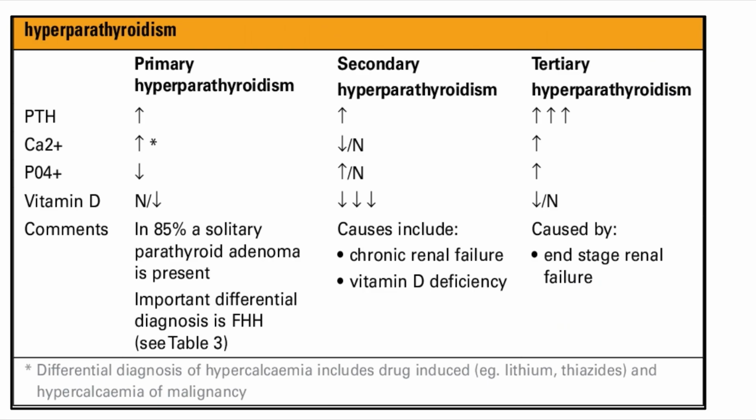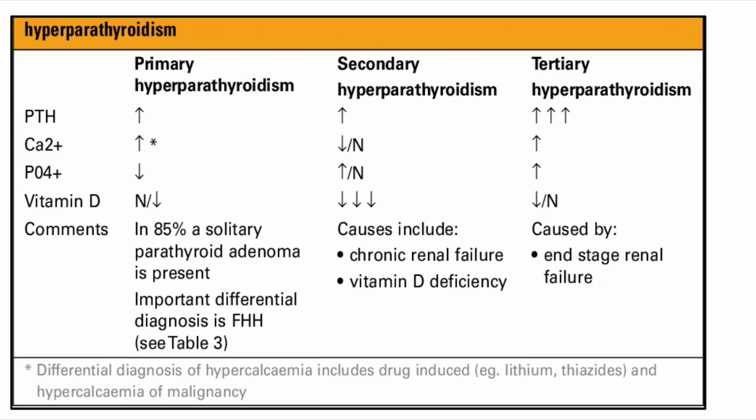So generally in secondary hyperparathyroidism, calcium levels are either low or normal, but in primary it is always high. So this is a very important differentiating point. Again, another differentiating point is the vitamin D levels. So vitamin D levels are generally normal or low in primary, whereas it is definitely low in secondary hyperparathyroidism. Phosphate levels are low in primary and they are high or normal in secondary.